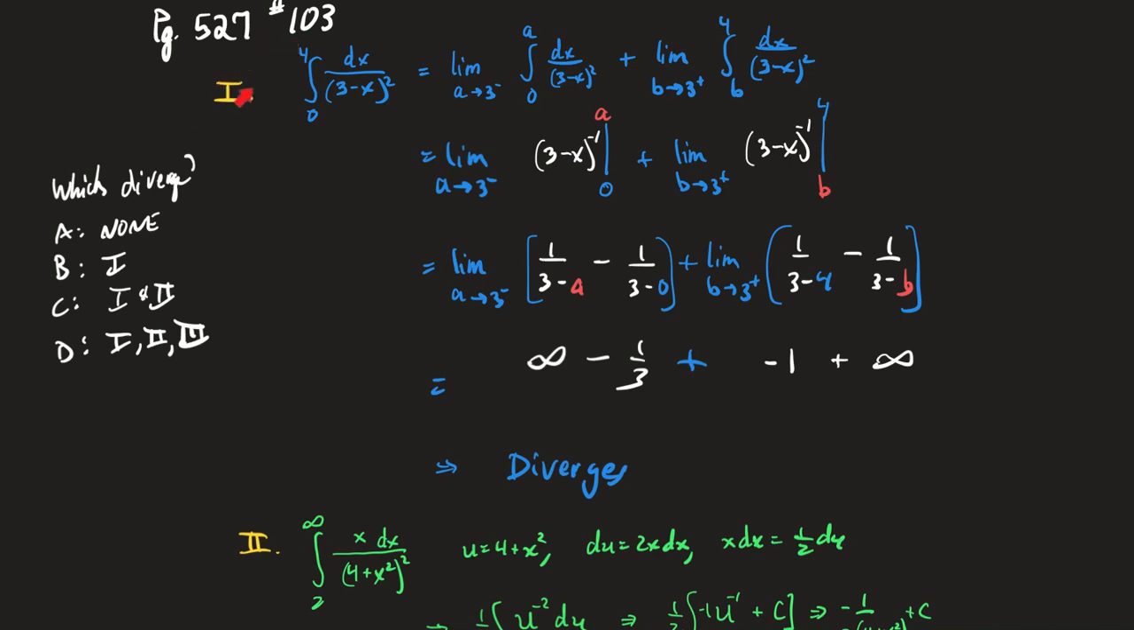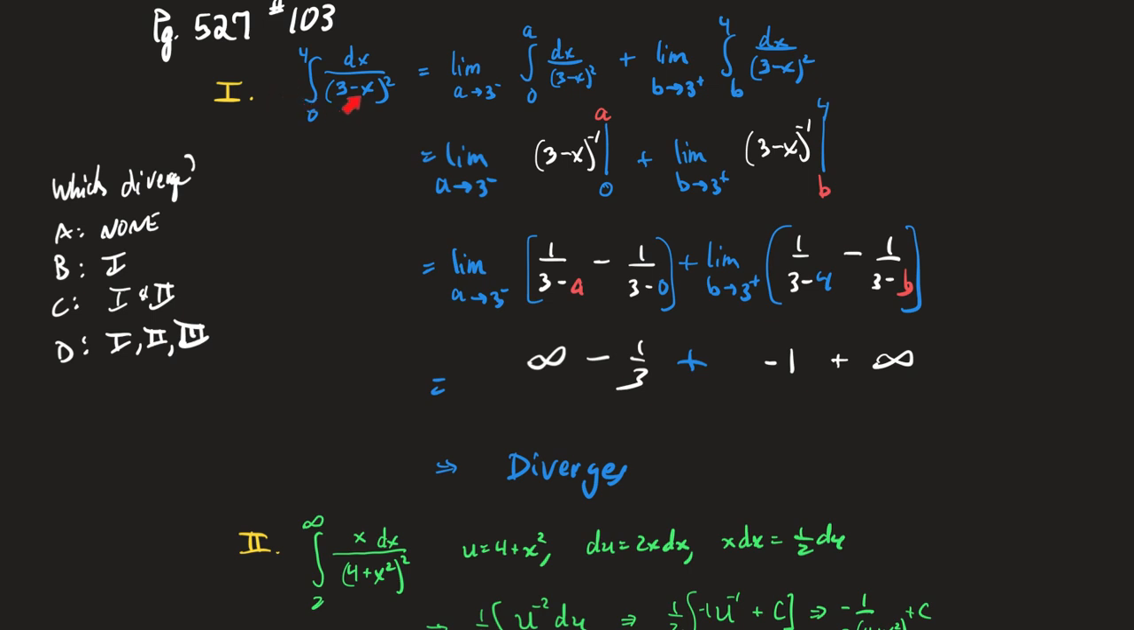All right, for this problem, which of these integrals diverges? Either none of them do, or just Roman numeral 1, or maybe 1 and 2, or maybe 1 and 2 and 3. So we'll start with 1. This is an improper integral because this integrand is not defined on this closed interval from 0 to 4.